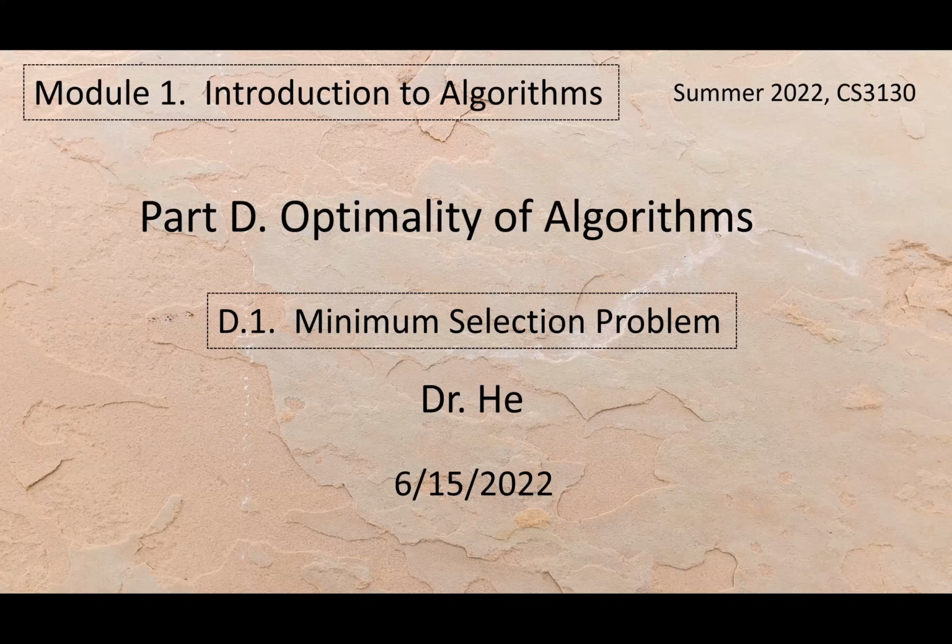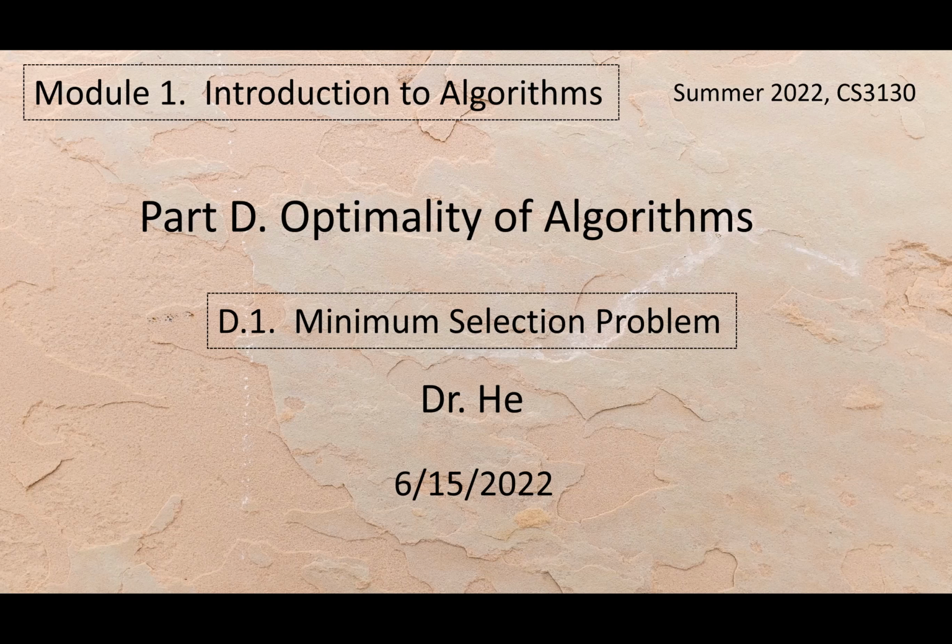Look at the title first. The title, Optimality of Algorithms. In this part, the main concept we will learn is the optimality issue: if our algorithms are optimal or not. Another important question. D.1, minimum selection problem.